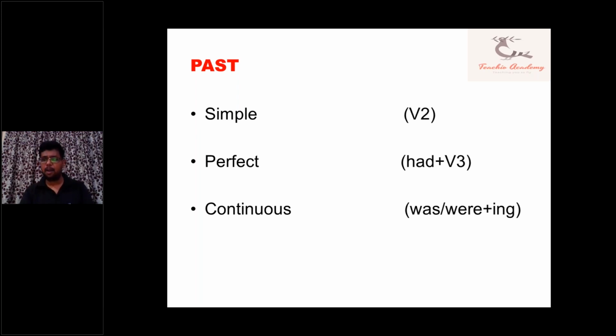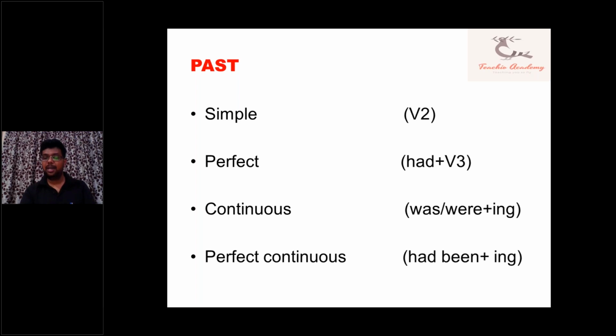And when we combine perfect and continuous, that is had, been, ing, that is the past perfect continuous tense. I take an example. They had been doing their work since morning. Had been plus ing.